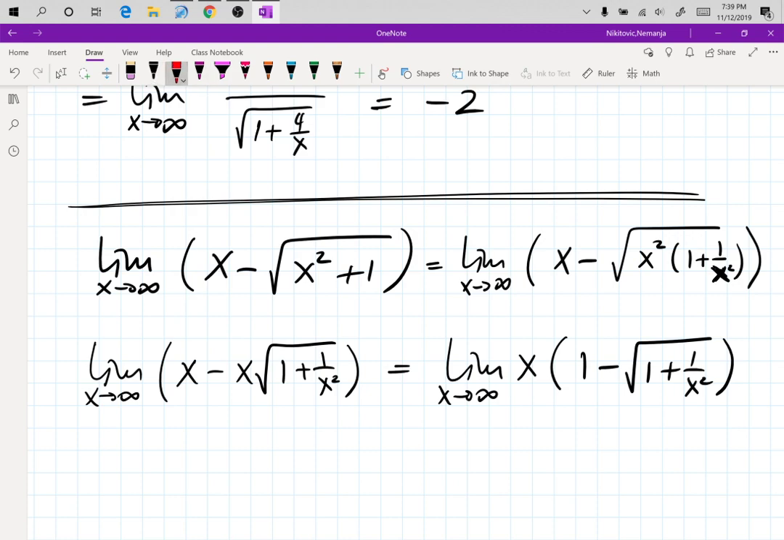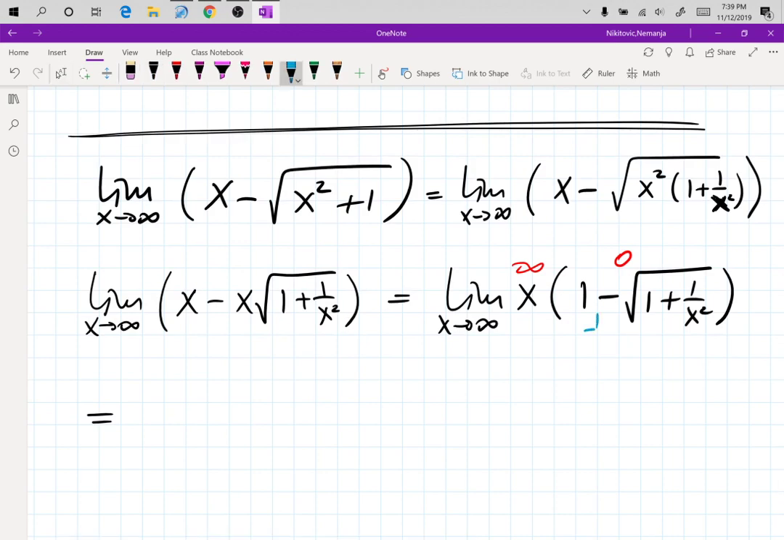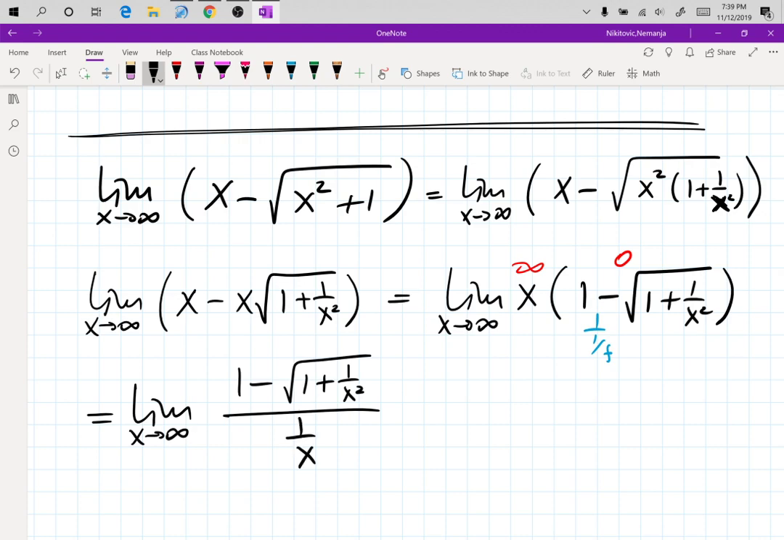Now when I plug in infinity, I get infinity. 1 over infinity is 0. Square root of 1 is 1. 1 minus 1 is 0. So we have this. Awesome. So now we use the trick 1 over f, which is where I get 1 minus square root of 1 plus 1 over x squared divided by 1 over x. Now we have 0 divided by 0, and we can use L'Hopital's rule to take care of the rest.